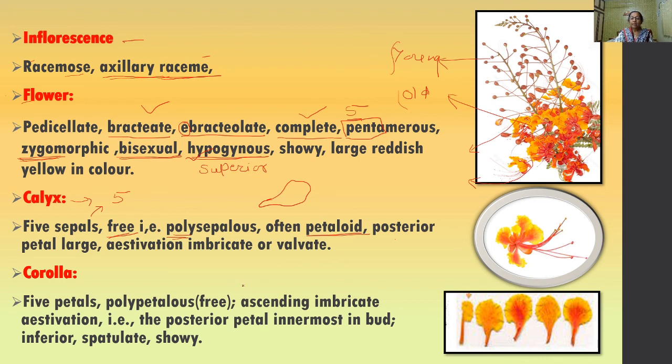Then regarding the next whorl, that is the corolla, which consists of 5 petals, all of them free from one another.